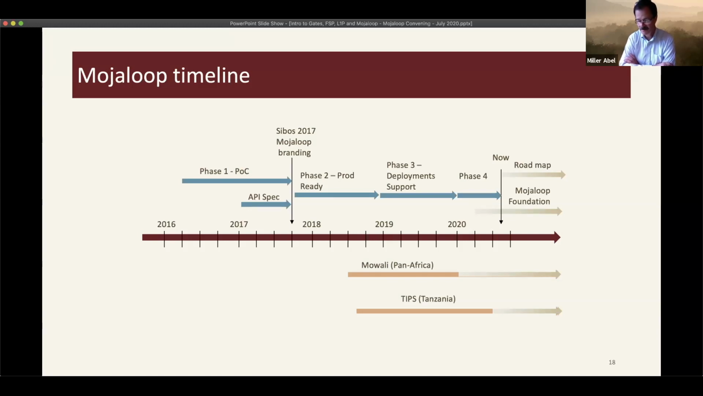But there is also a promoter level. The promoter level is for a company. It's designed for companies or organizations that have a stake in the use of Mojaloop and want a say in how it evolves. They can participate in the technical governing board and in some of the decision making around how the roadmap maps onto the resources of the Mojaloop Foundation.